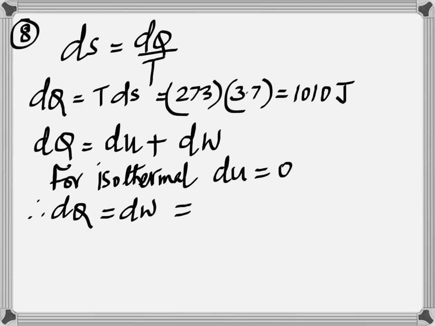Is dU 0 for isothermal? If dU is 0, what do you get? You get dQ is dW. Yeah, finished. So actually dQ is dW. That's 1010 joule.